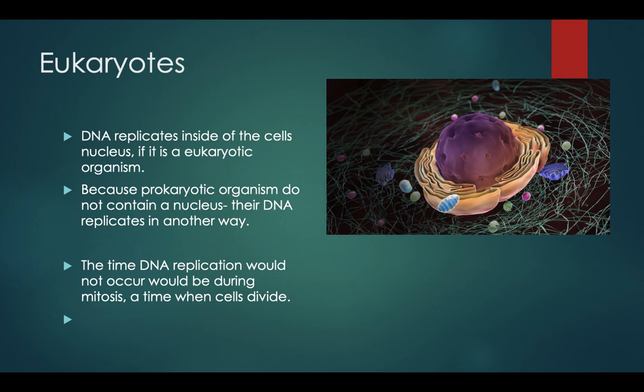DNA replicates inside of the cell's nucleus if it is a eukaryotic organism. Because prokaryotic organisms lack a nucleus, their DNA replicates in a different way, but we're not talking about that today. This lesson is focused on DNA replication of eukaryotic organisms that do have a nucleus in the cell. DNA replication usually happens during interphase. This is when cells grow and carry out specific processes and replicate DNA. The time DNA replication would not occur would be during mitosis, the time when cells divide.